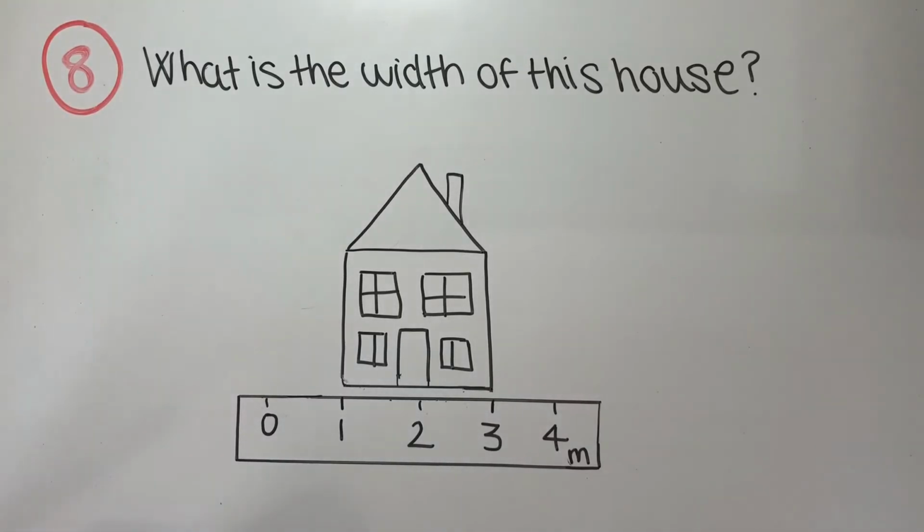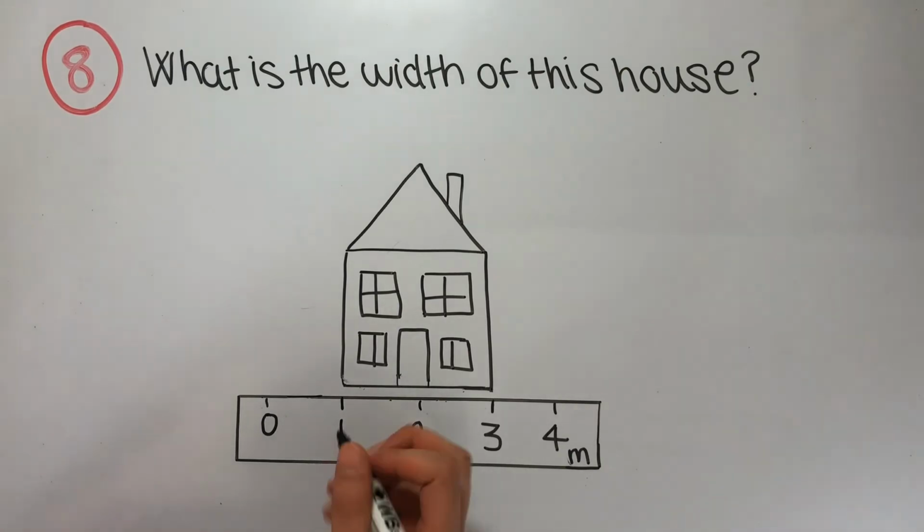Question 8. What is the width of this house? Here we have our house, and we also have a ruler drawn at the bottom, so that's what we're going to use. We're going to look at what our ruler is measured in, and we can see there's a little M at the bottom, which tells us that it is in metres.